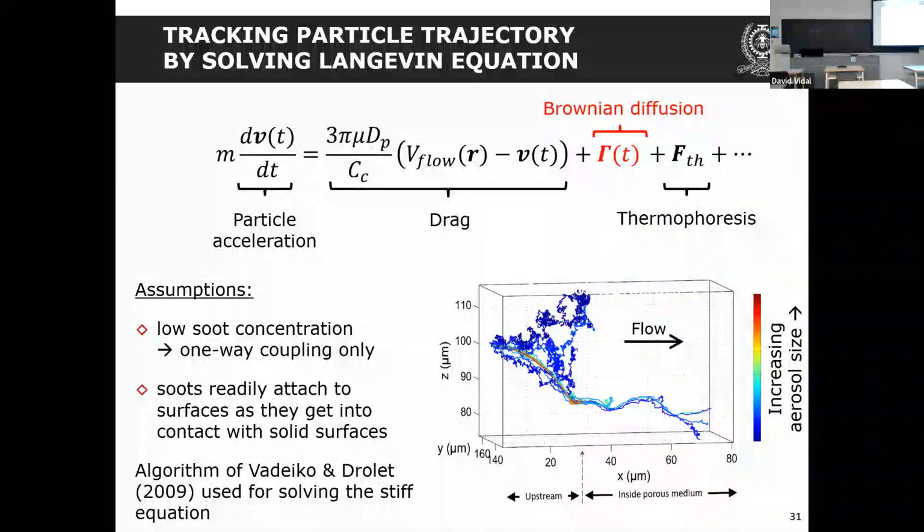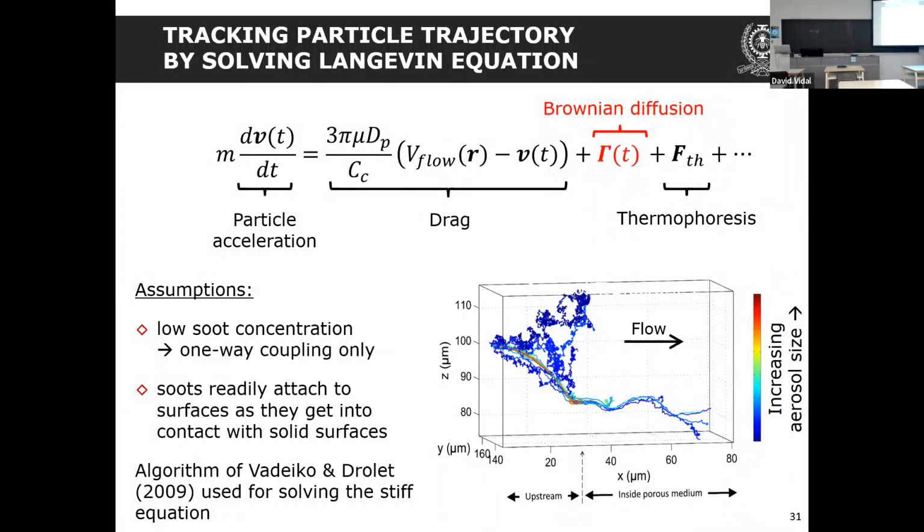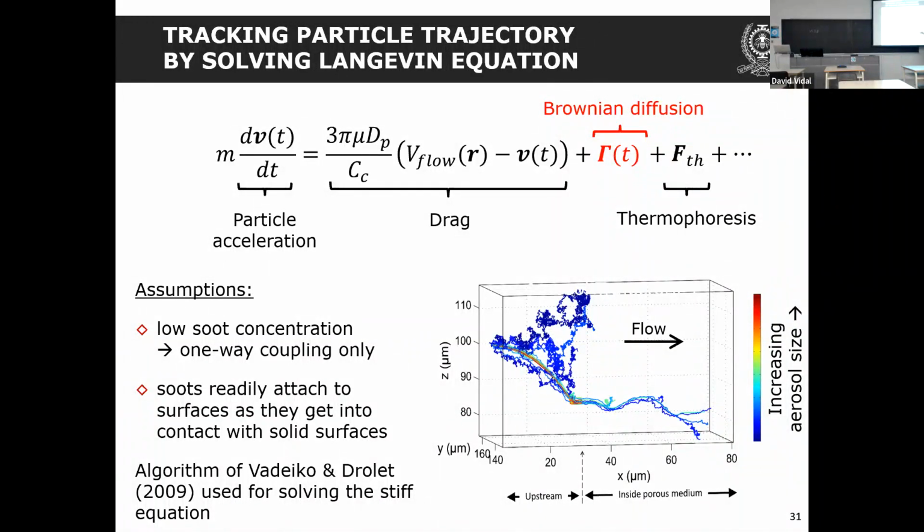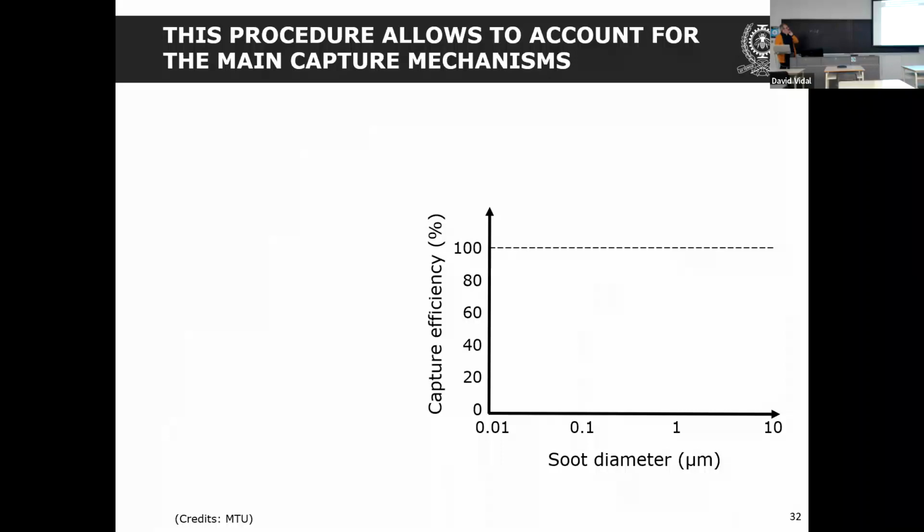So you can see here the blue trajectories. The first material is over here, this is the inlet section, and you see that the blue trajectories are quite erratic. It's because they are mainly governed by Brownian diffusion. The structure is transparent so you cannot see it, but the trajectories that go deeper into the structure are not so much influenced by Brownian diffusion. So we solve this equation to determine the trajectory and the capture of the particles.